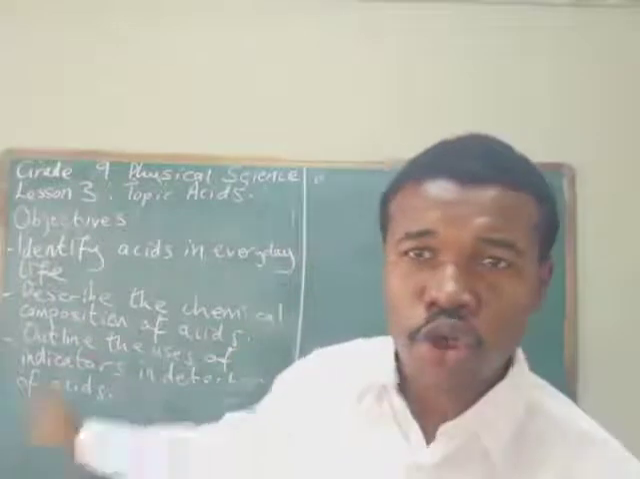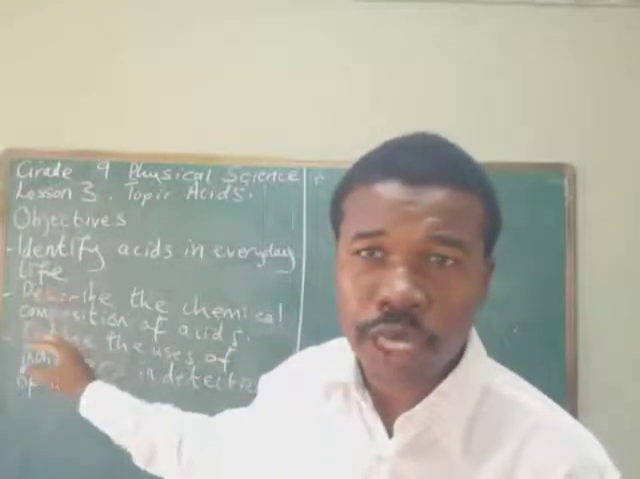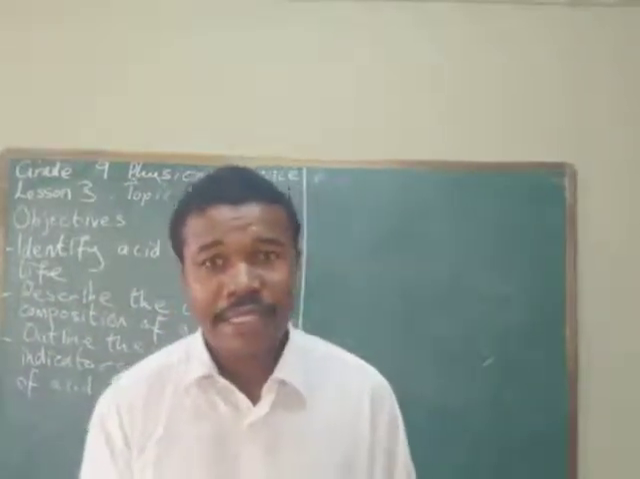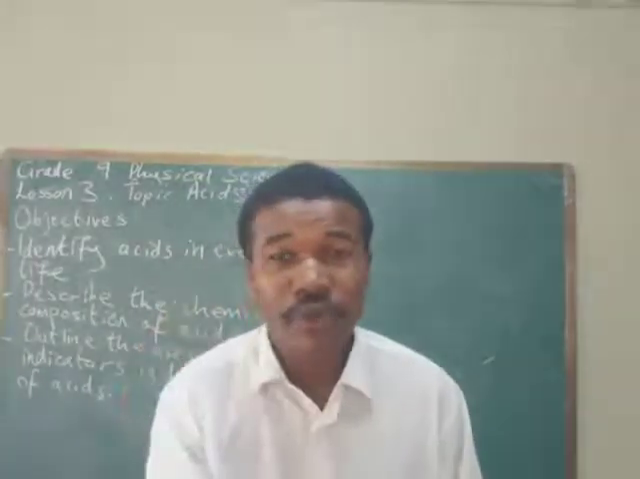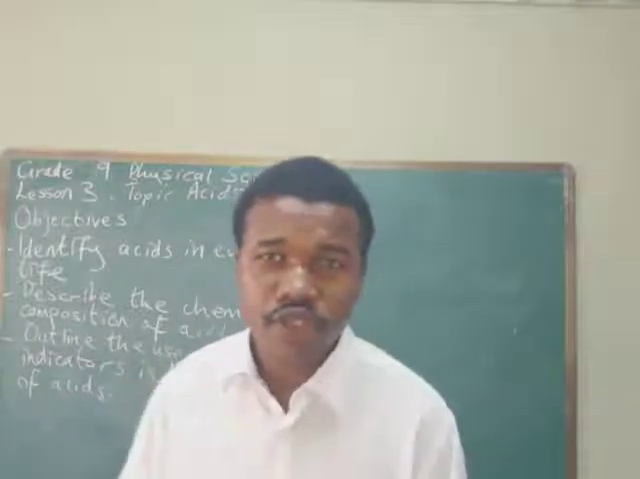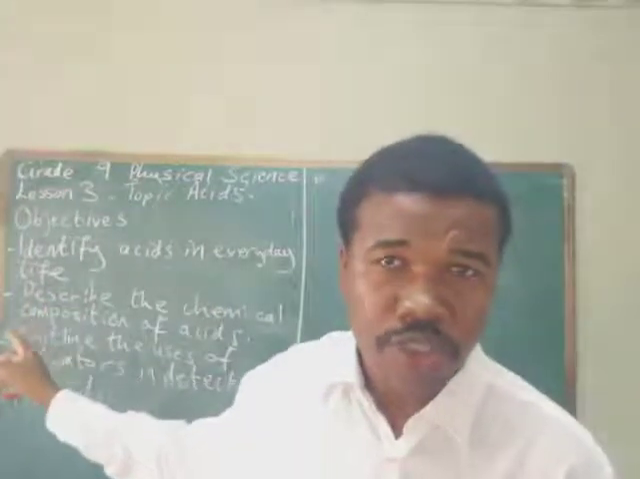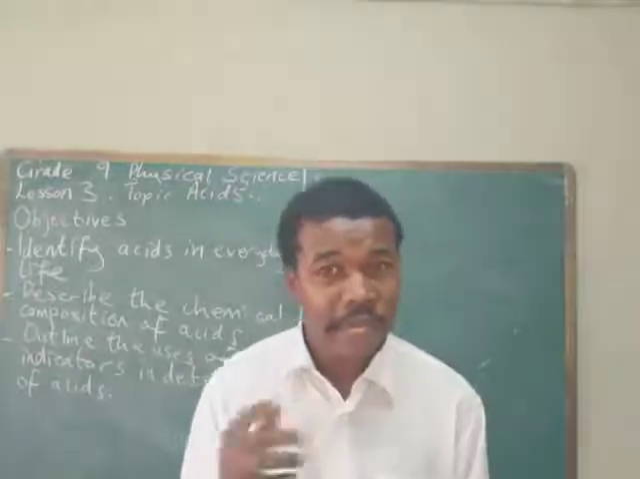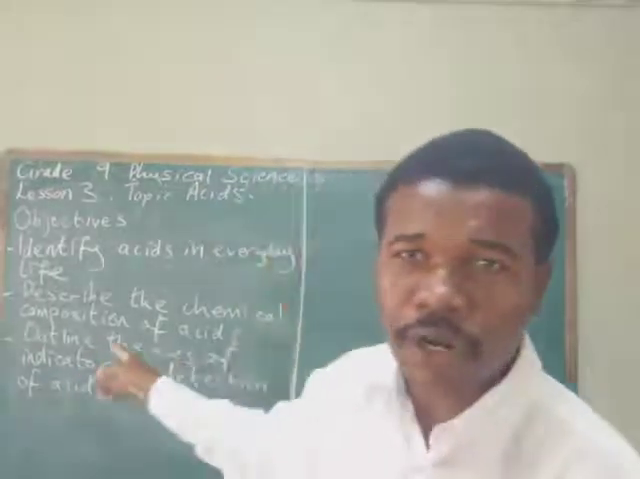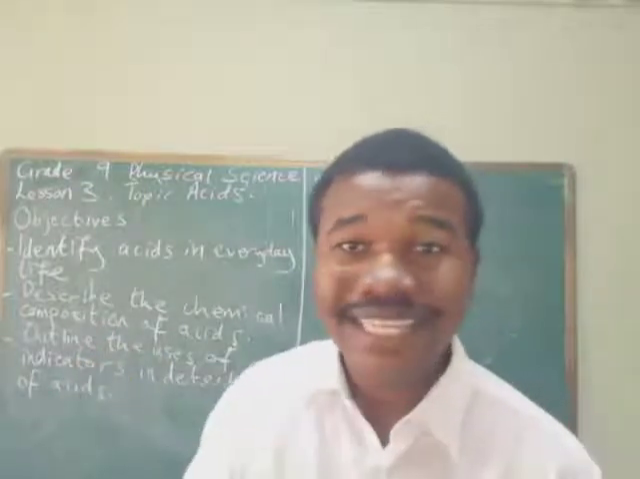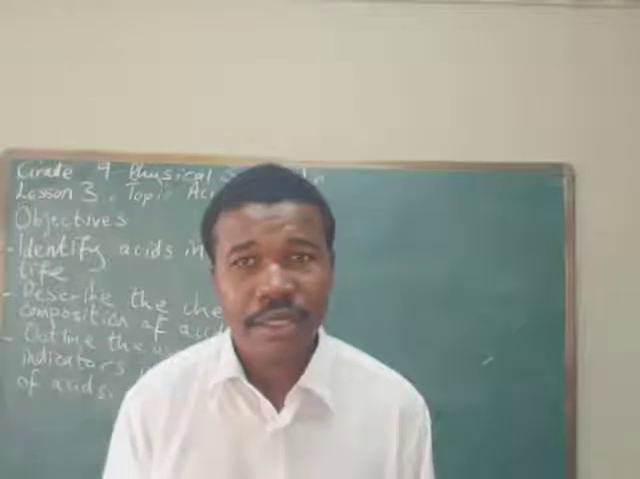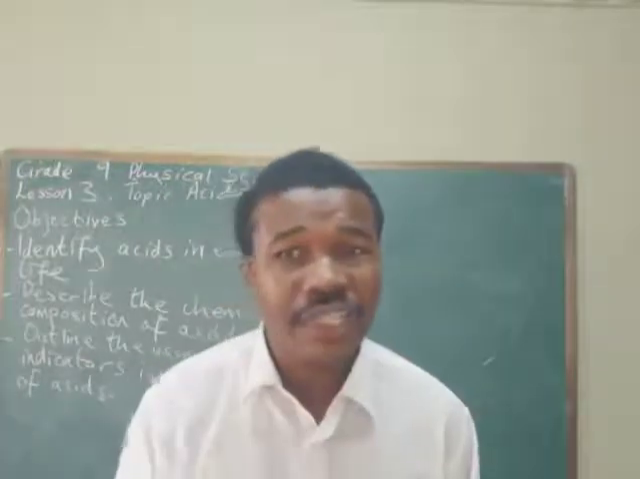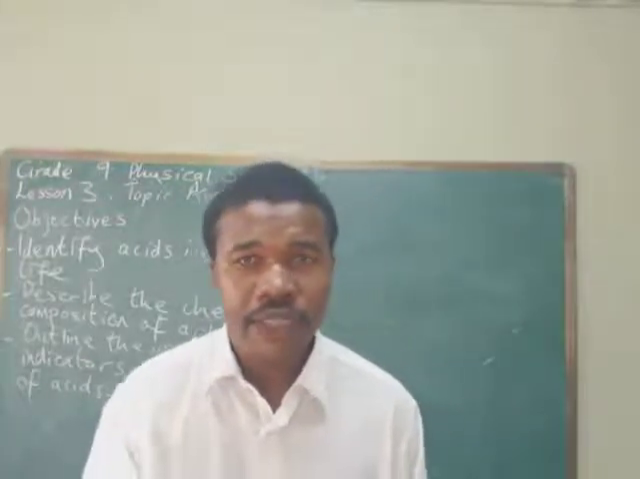By the end of this lesson, you should also be able to describe the chemical composition of acids. When we have an acid, it obviously has certain elements in it because acids are compounds. You should be able to describe what is found in these acids. Also, you should be able to outline how indicators can be used to detect acids in different substances. So you should be able to outline the use of indicators in the detection of acids. Those will be the objectives of this lesson.